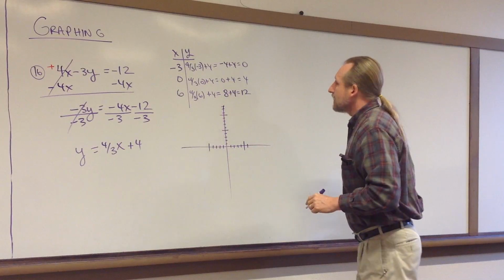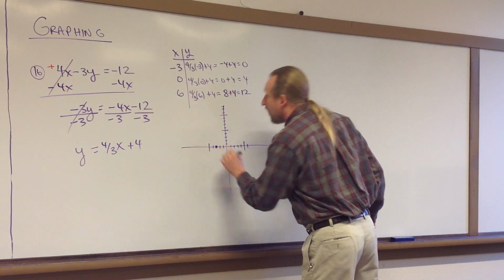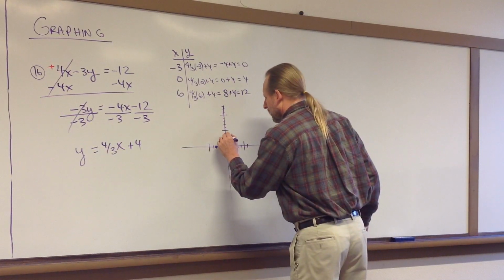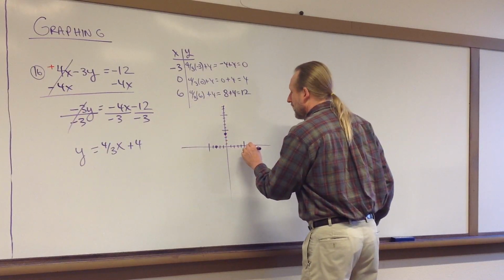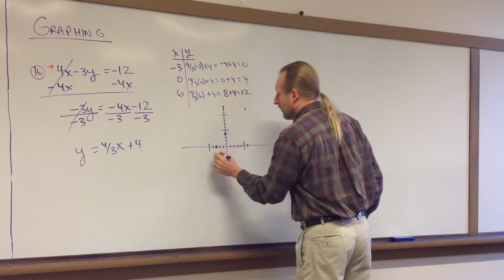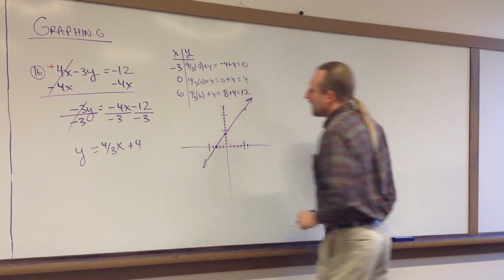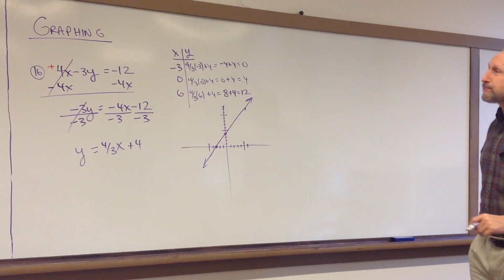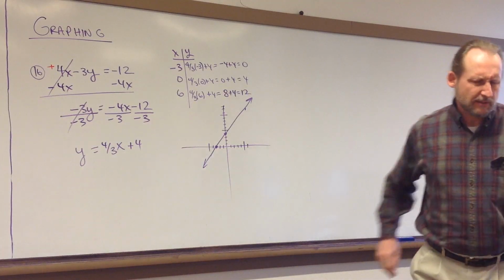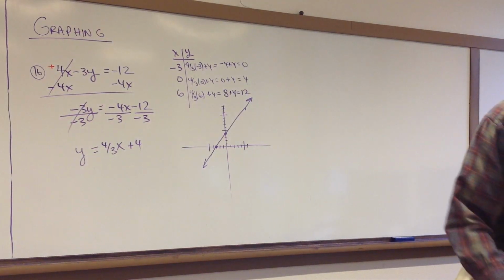All right, let's see here. Negative 3, 0, 0, positive 4, and then 6, 12. And that gives us a pretty good straight line. That looks something like that.